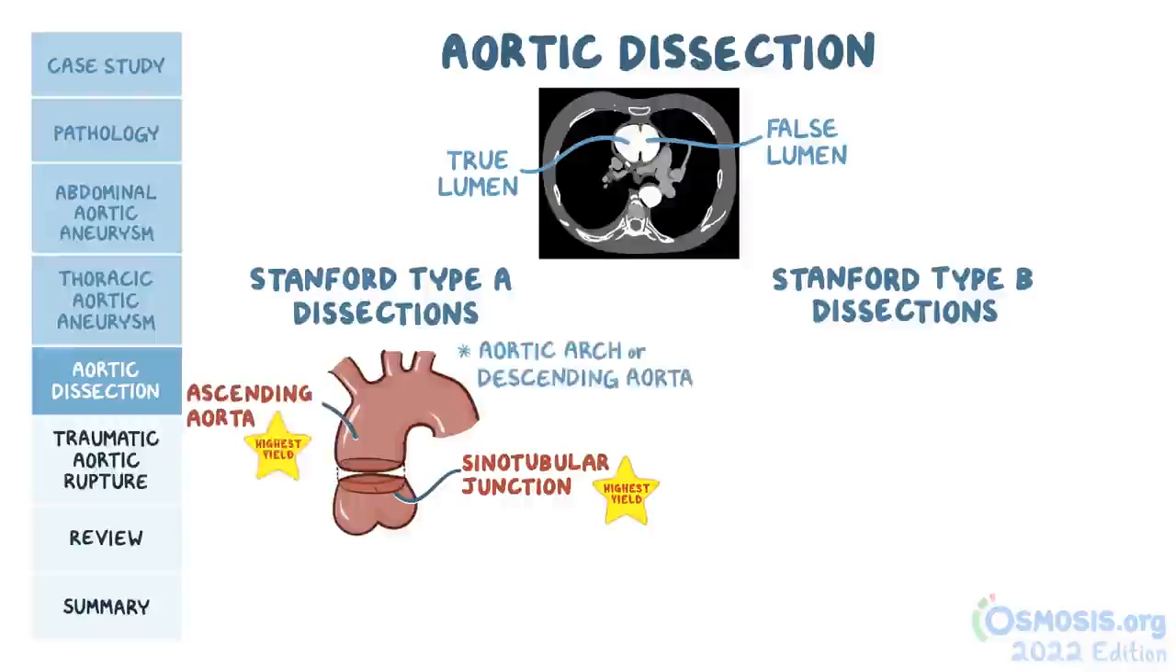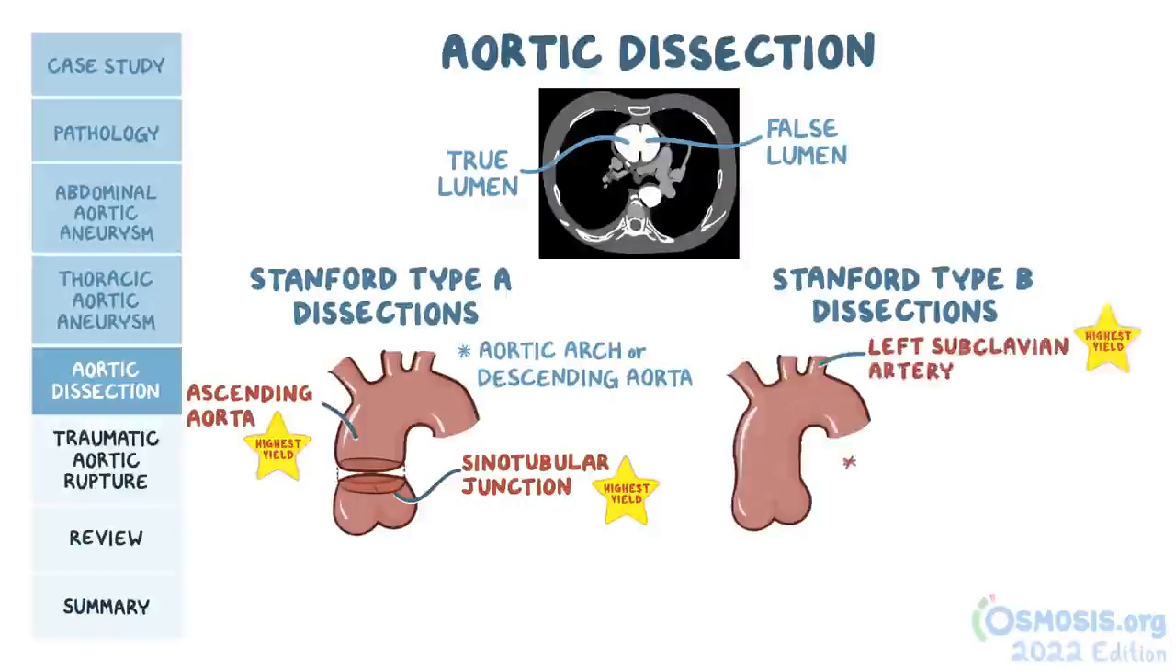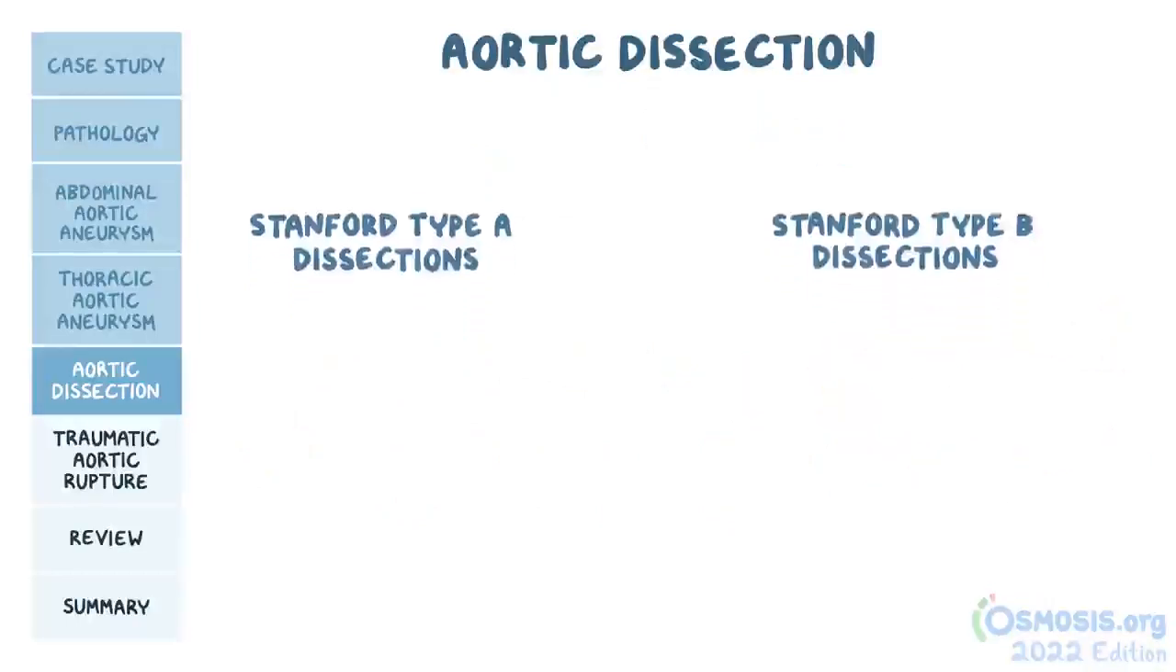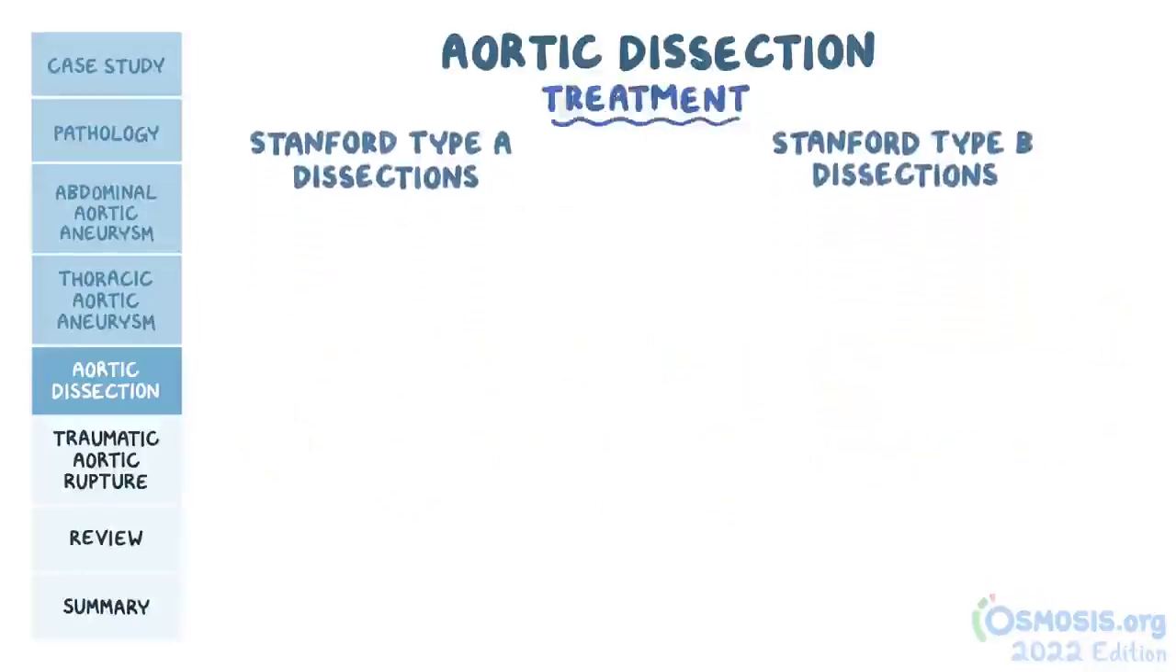On the other hand, Type B dissections usually originate from the left subclavian artery and involve the aortic arch or descending aorta, but spare the ascending aorta. It's important to recognize the difference because the treatment differs. Type A dissections are treated surgically, while Type B dissections may be treated with beta blockers like esmolol.